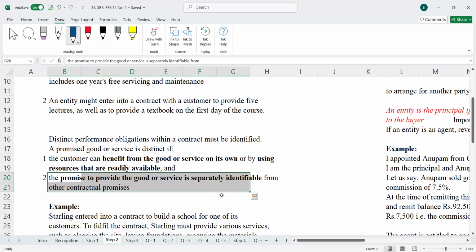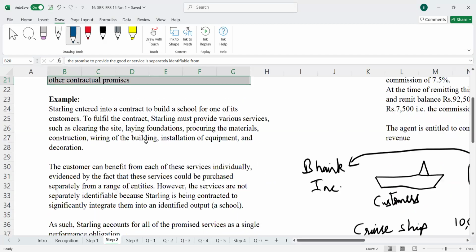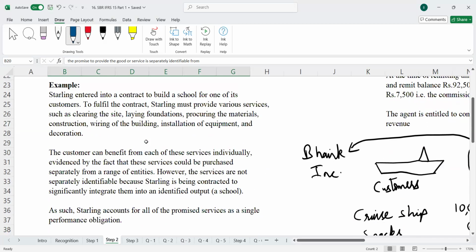No, readily available means even if you are not taking this particular goods or services from me, can you benefit from taking that goods or services from someone else? You can. Okay. Understood? We solve an illustration, you'll get an idea.